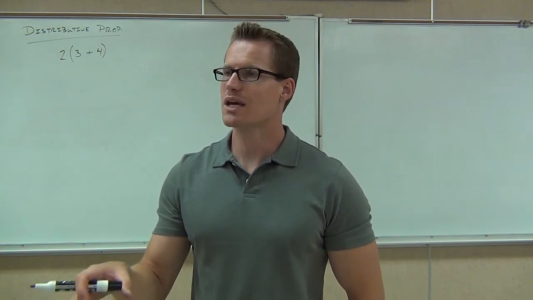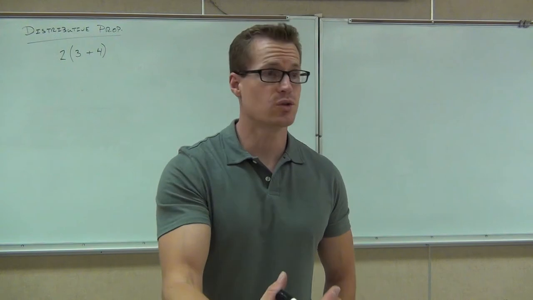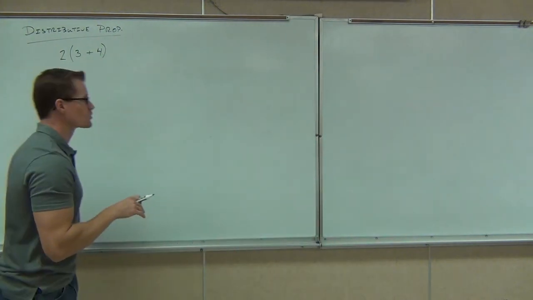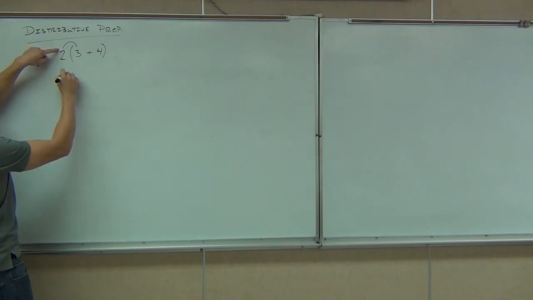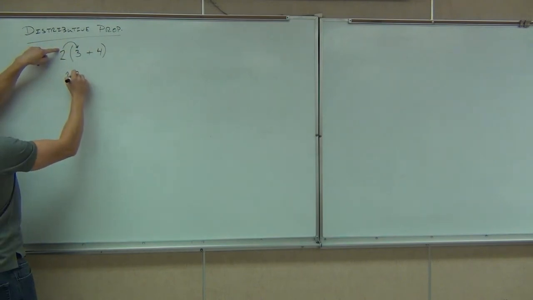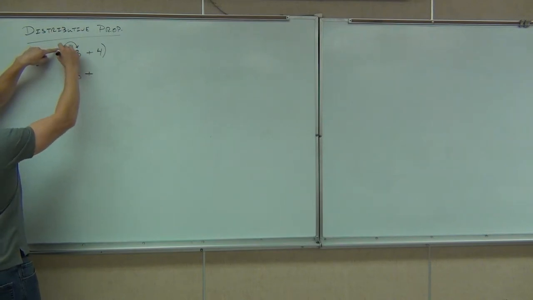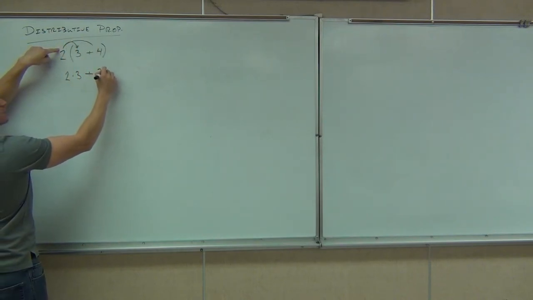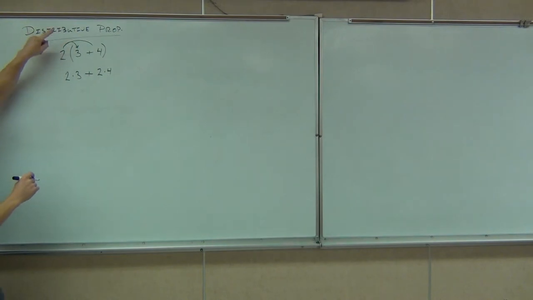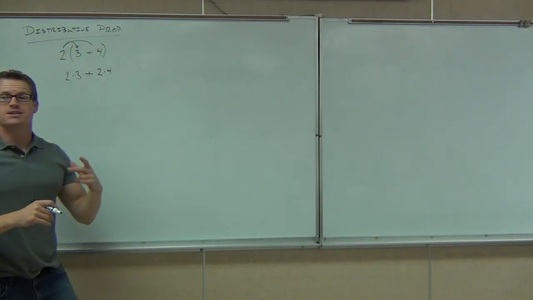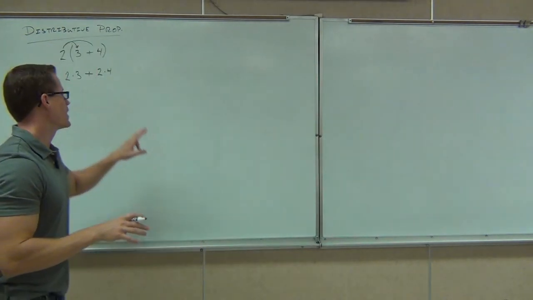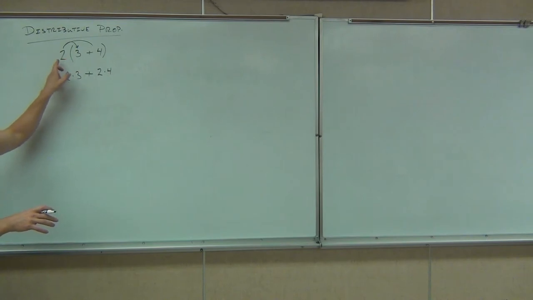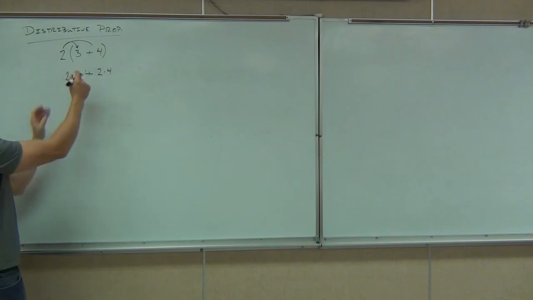Now, I also gave you another way that you could get the same answer. If I took this number and I multiply it by 3, then I add it and multiply it by 4, notice the 2's getting multiplied by 3, the 2's getting multiplied by 4. If I do that, I should and will get the same exact answer. So let's see if that works. Multiply the 2 and 3 and the 2 and 4 and then add those two. So we have 2 times 3, we also have 2 times 4, and then we're going to add them.